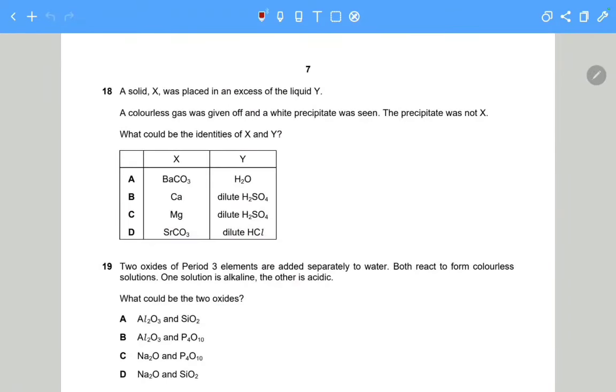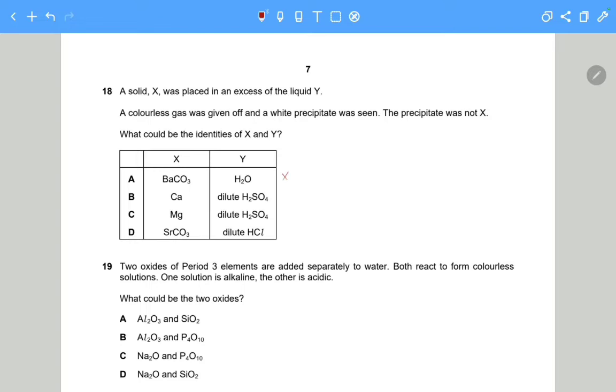So question 18, a solid X was placed in an excess of the liquid Y. A colorless gas was given off and a white precipitate was seen. The precipitate was not X. What could be the identities of X and Y? So barium carbonate and water. The carbonates of group 2 are not soluble, so this cannot be the correct answer because when barium carbonate is added to water, basically nothing is going to happen. It's just going to float around.